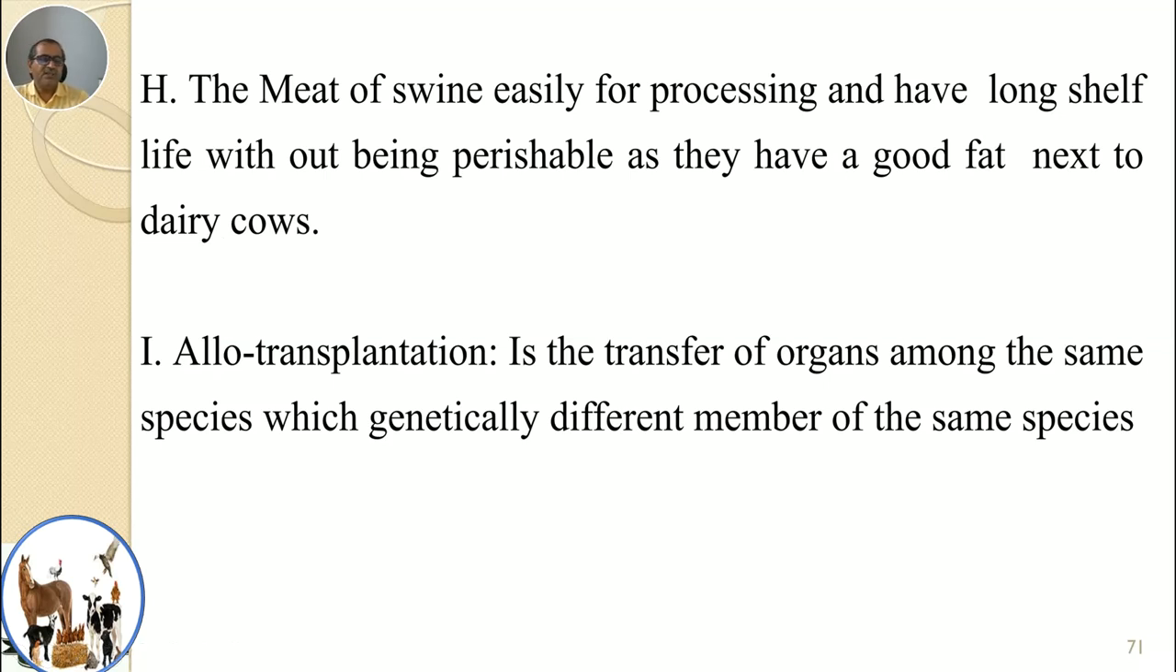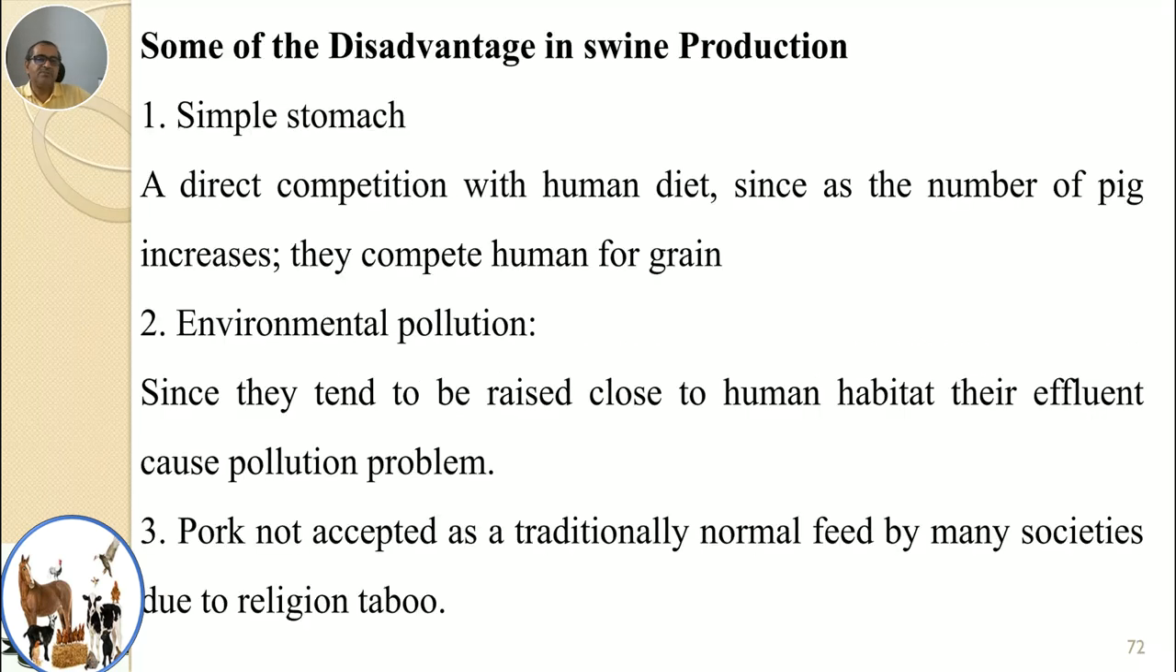Then another thing is allotransplantation. What does allotransplantation mean? You need to remember that it is the transfer of organs among the same species, between genetically different members of the same species. So organs from the pigs can be taken and transplanted to humans, and also to other animals. That is called allotransplantation.